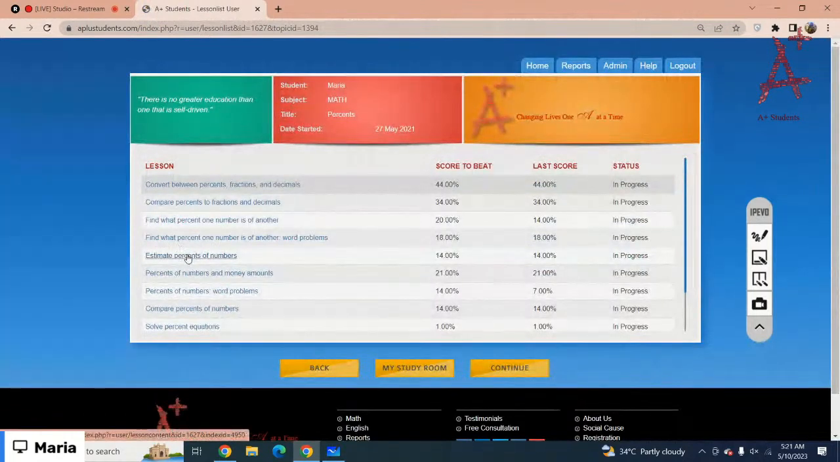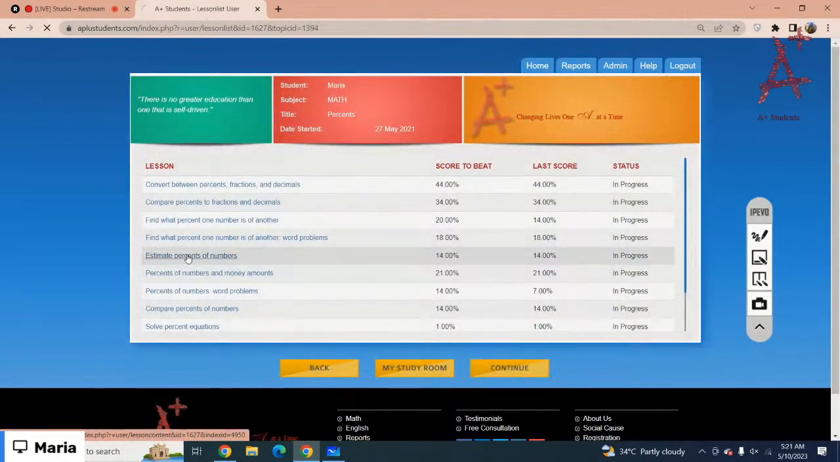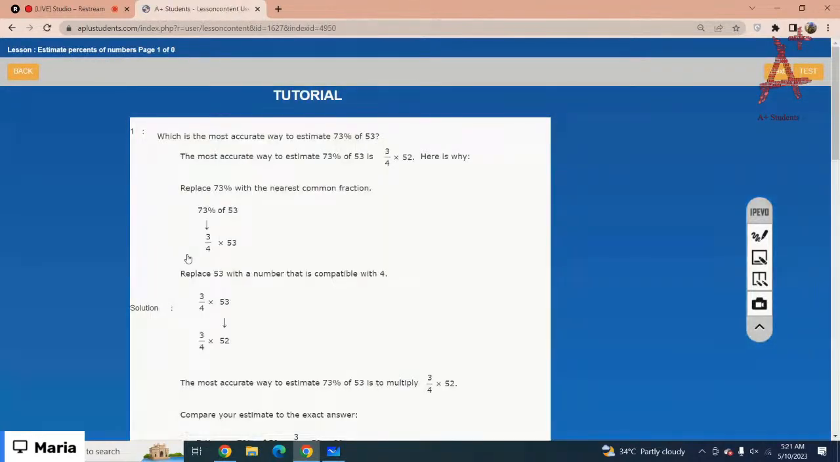And the next lesson is estimate percents of a number. So we have to estimate the percent of the number. Which is the most accurate way to estimate 73% of 53? We need to calculate how much is 73% of 53. Okay, the most accurate way to estimate 73% of 53 is 3/4 of 52.